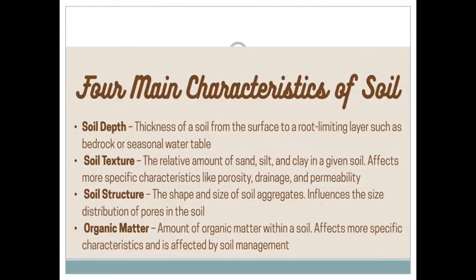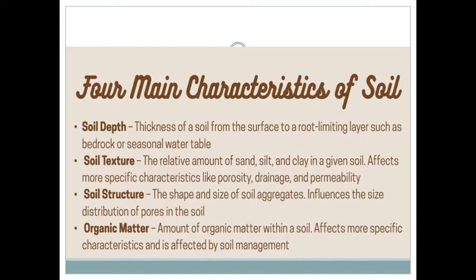Now, there are four main characteristics of soil, in order for us to understand the behavior and the structure of the soil. First, we have the soil depth. This is the thickness of a soil from the surface to a root limiting layer such as the bedrock or the seasonal water table. Then we have the soil texture. This is the relative amount of sand, silt, and clay in a given soil. It affects more specific characteristics like porosity, drainage, and permeability of the soil.